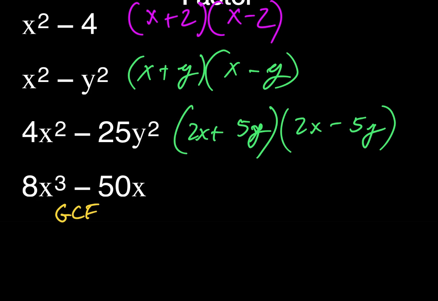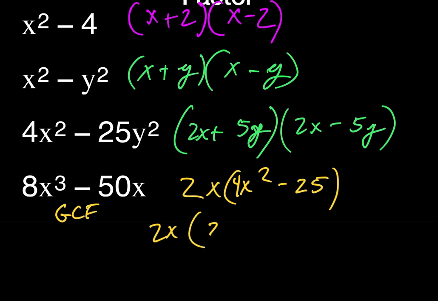2. X cubed and x. Well, they both have a variable. What's the largest x I can remove from both of them? Just x. Then I'll have x squared. Sorry, 4x squared minus 25, which looks a lot like the one we just finished. So it'll be 2x and then 2x plus 5, 2x minus 5.